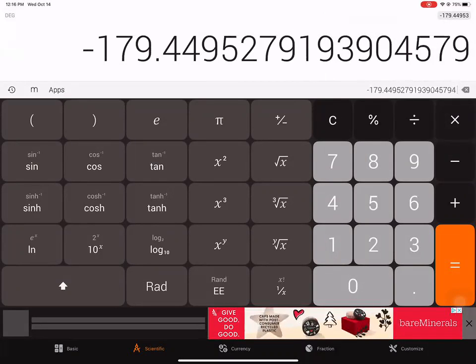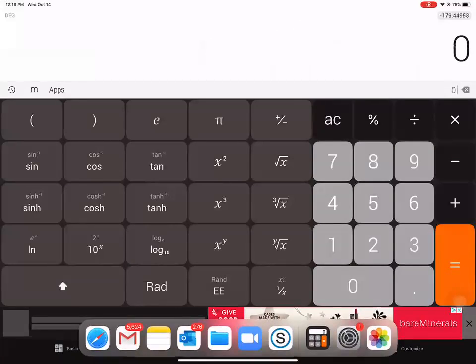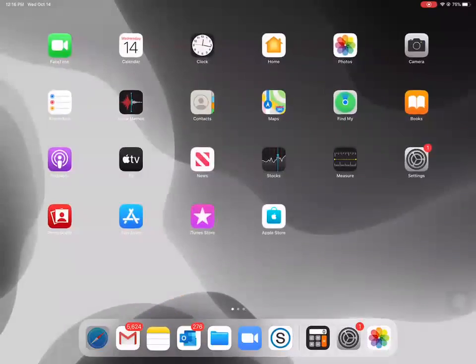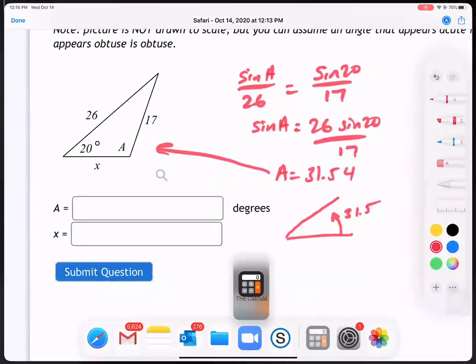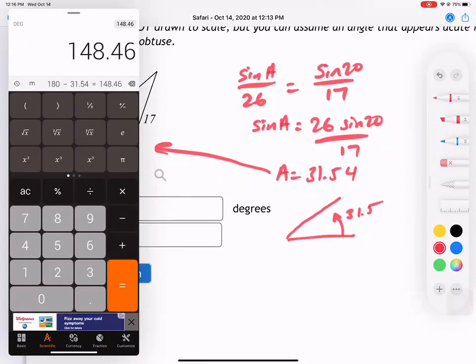I shouldn't have done that part. Messed that up. Okay, let's write down what we do have. Let's do that again. So I'm just going to go the other way. 180 minus the angle I wrote down, 31.54. So it's going to be 100.